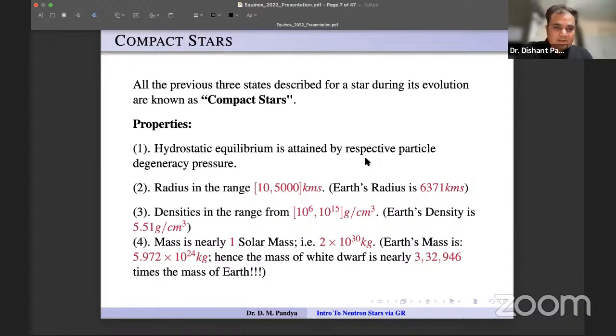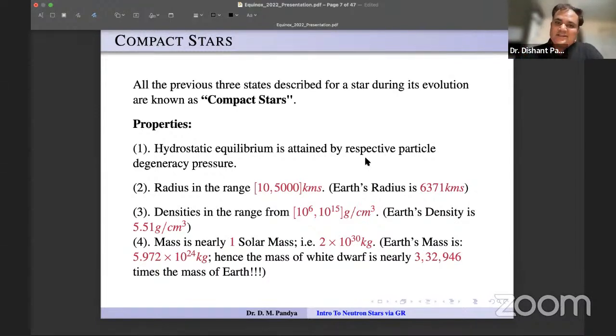Next, for those stars having a radius of nearly 5,000 kilometers, the density is around 10 to the power 6 grams per centimeter cube. And the stars with a lower radius, around 10 to 12 kilometers, will have densities around 10 to the power 15 grams per centimeter cube. You can compare this density with Earth's density.